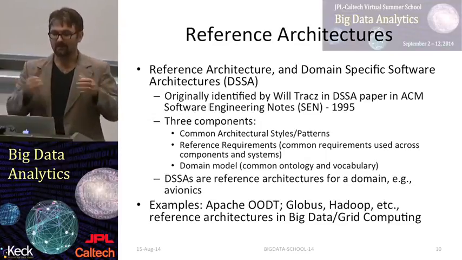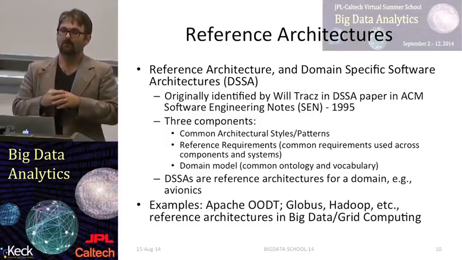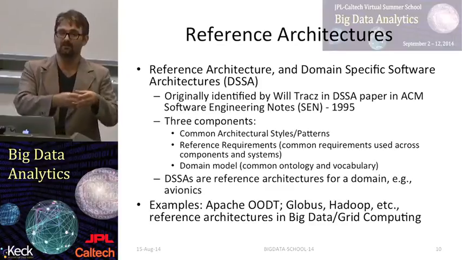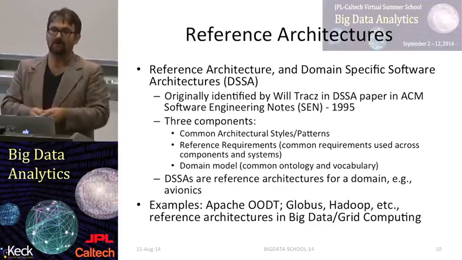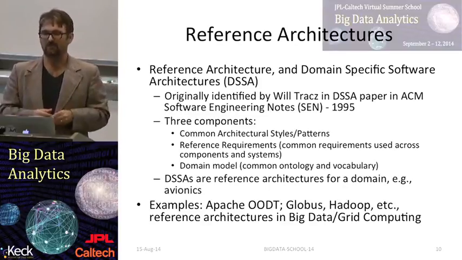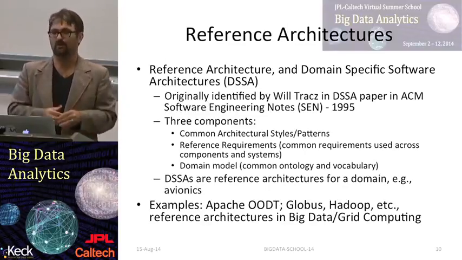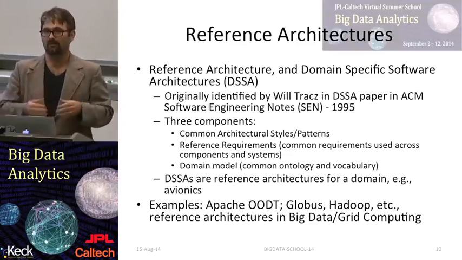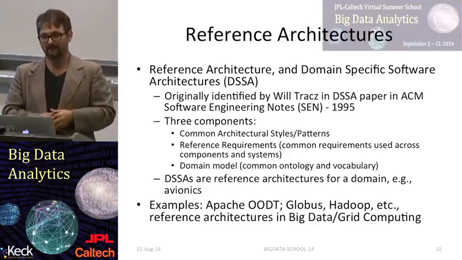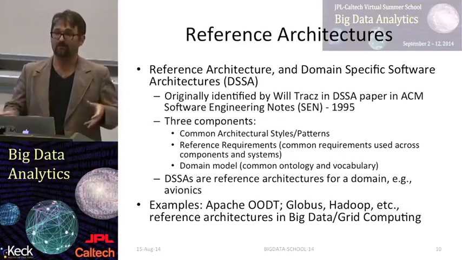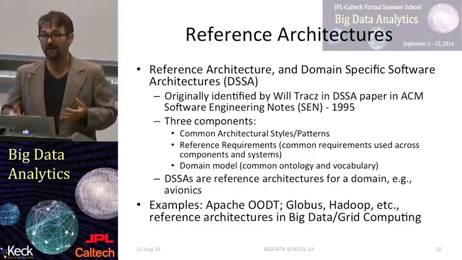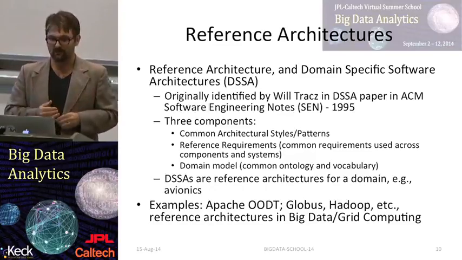Domain-specific software architectures are typically reference architectures for a particular domain, like avionics, so we use these interchangeably. Examples within big data, you might think of Hadoop as a reference architecture for a particular domain, with a common instantiation of components and connectors. You might think about systems like Globus, which was very popular many years ago, but still has some popularity today, especially with things like Globus Online.